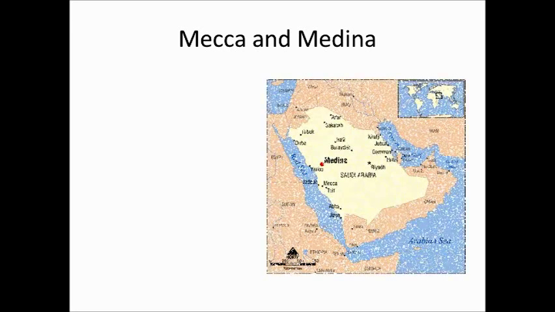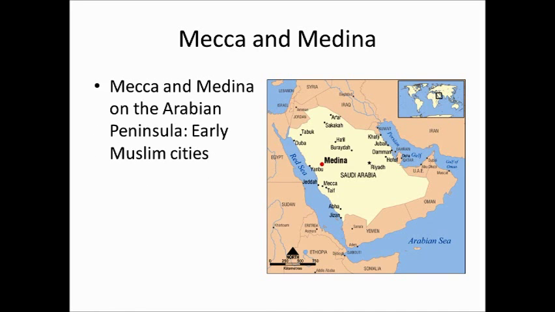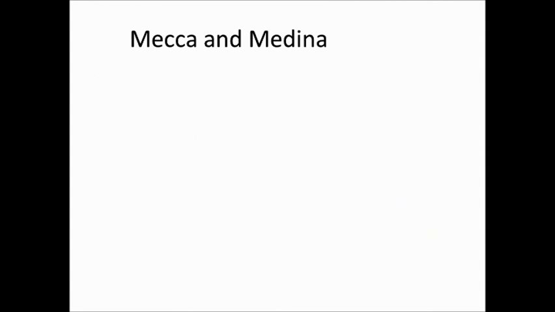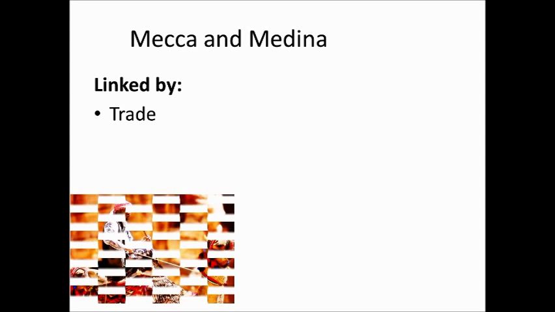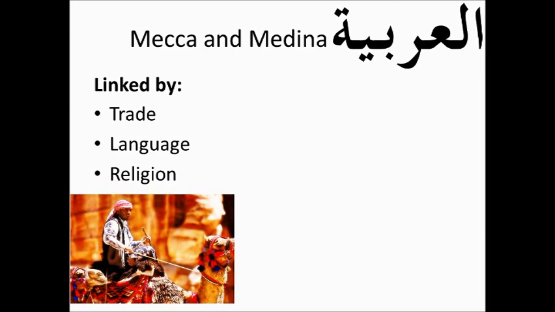Okay, so back to those two cities of Mecca and Medina. Both are located, as you can see, on the Arabian Peninsula, and Mecca and Medina are probably the earliest Muslim cities. Now, here is what Mecca and Medina are linked by. They share trade, with trade items going back and forth between the two cities. They also share language, which is Arabic. And then lastly, they share religion, which of course is going to be Islam.